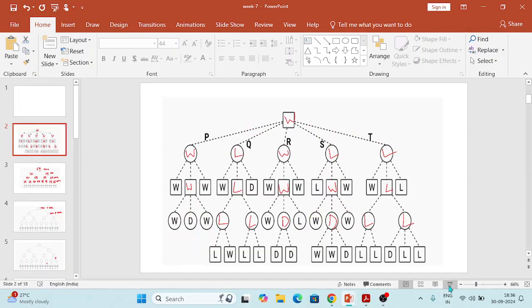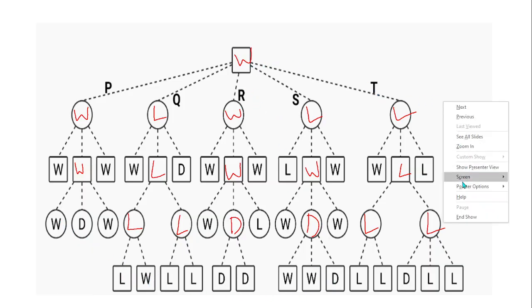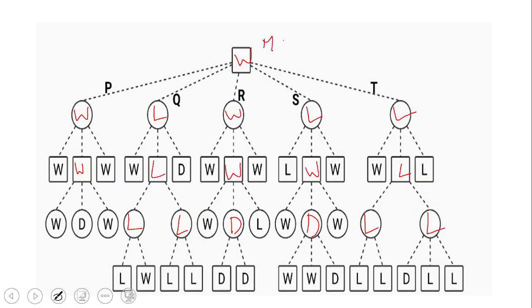Okay, so this is the thing we are having. If you see here, all these last nodes are maximum. So this is the maximum node, and these are the minimum, and these are the maximum again, and this is the minimum, and these are the maximum nodes. All the leaf nodes, we know the values.